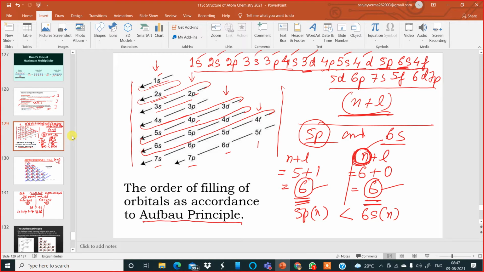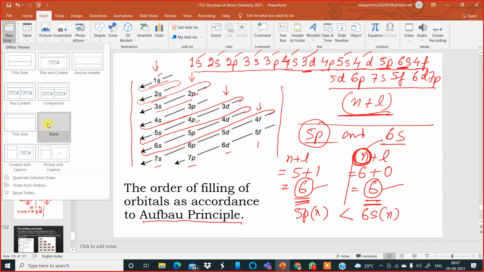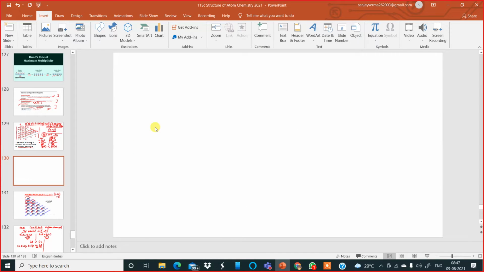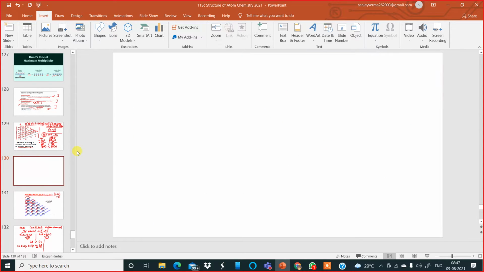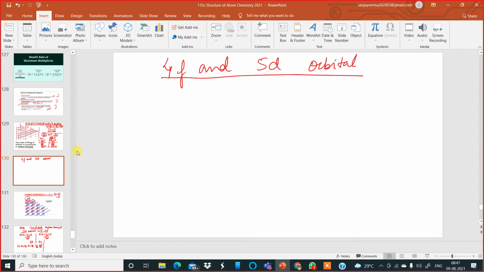I will introduce one more slide over here to explain one or two more examples to make your idea clear. Let us compare, for example, the 4f and 5d orbitals. Let us compare these two.